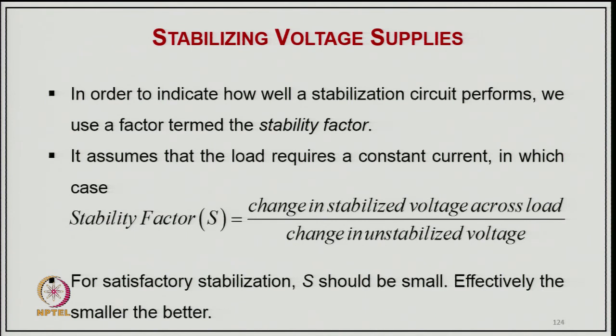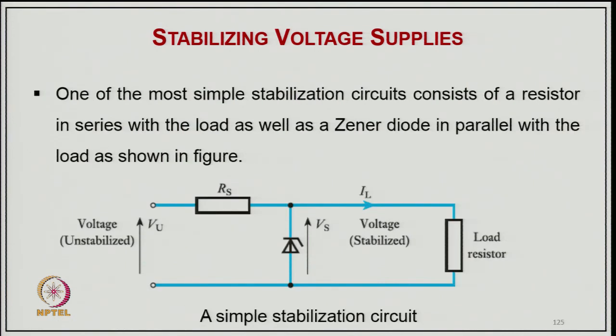This assumes that the load requires a constant current. So, the stability factor here is the change in stabilized voltage across the load over the change in unstabilized voltage. For satisfactory stabilization, S should be small, the smaller the better. One of the simplest stabilizing circuits consists of a resistor in series with the load as well as a Zener diode in parallel with the load.